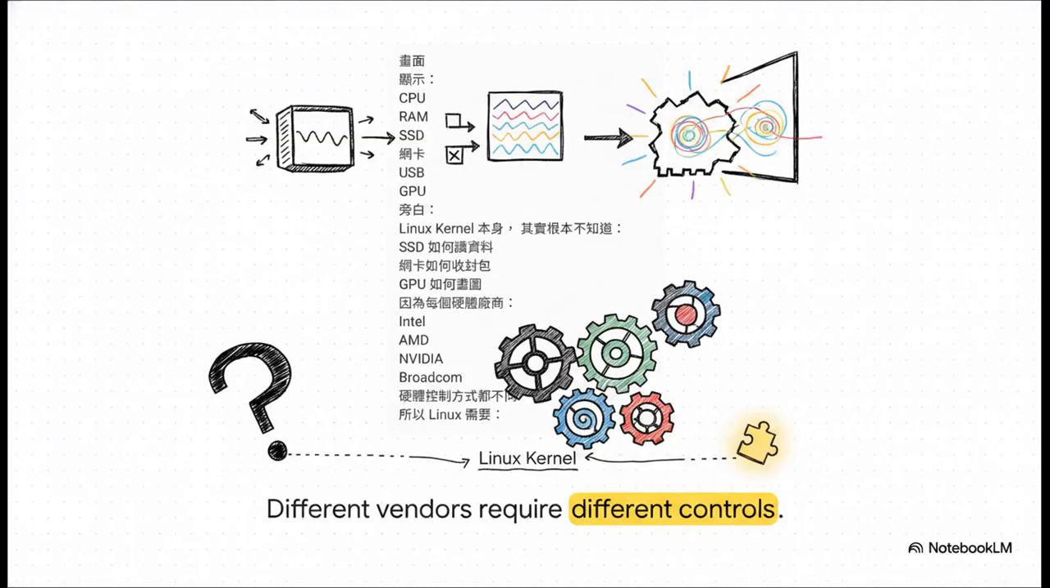The stark reality here is that the Linux kernel itself has absolutely no clue how an SSD actually reads data or how a GPU renders a frame. Why? Because every single hardware vendor out there, Intel, AMD, NVIDIA, Broadcom, they build their silicon completely differently. They literally speak different proprietary languages. Linux needs a way to understand them all.